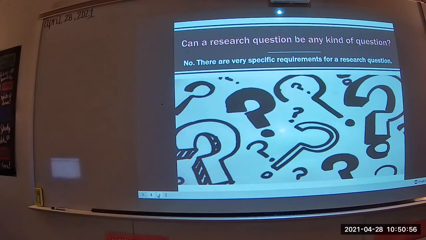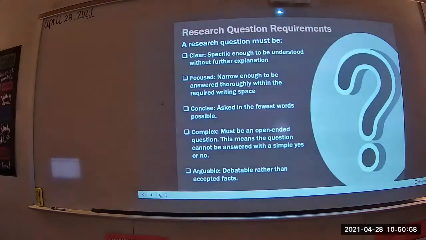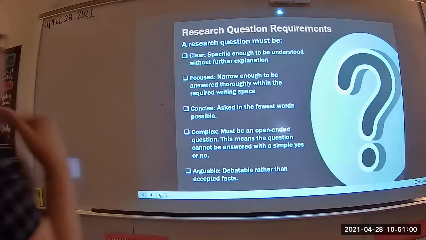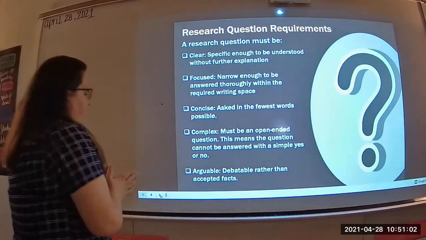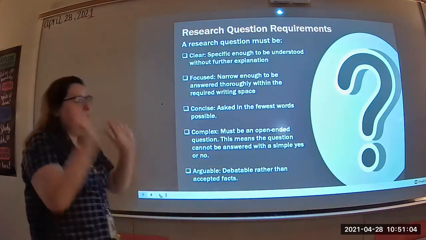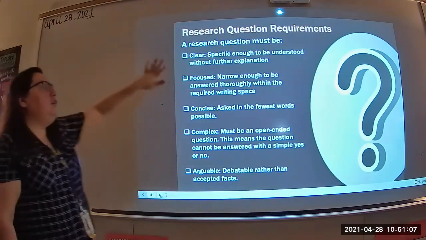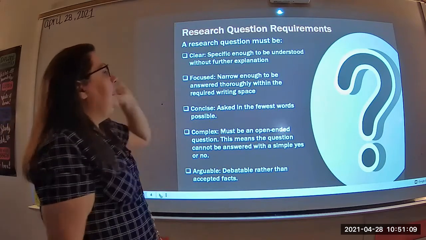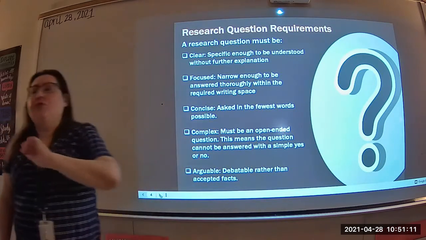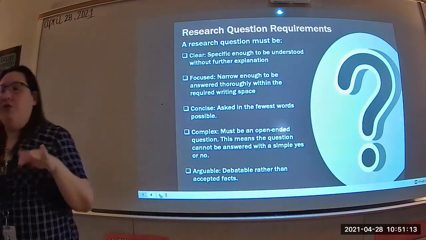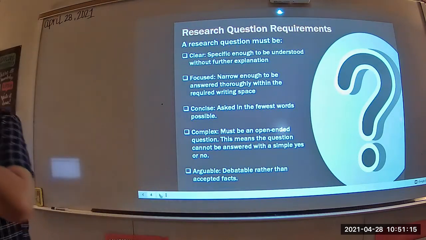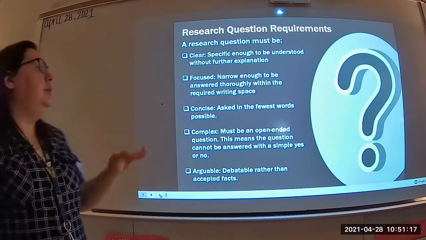Okay, so for a research question, it must check all of these boxes. Even if there's one missing, it's not a research question. The first thing is it needs to be clear. It needs to be specific enough for your reader to understand without further explanation. So one statement and it's understood.